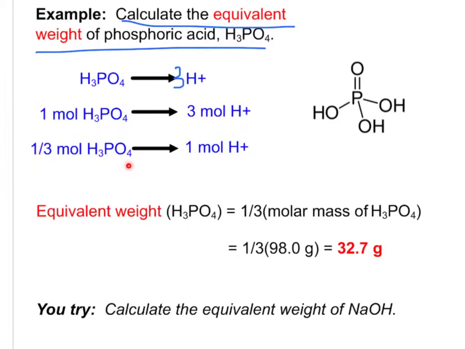Therefore, a third of a mole of phosphoric acid produces 1 mole of hydrogen ions. And we can find our equivalent weight of phosphoric acid by taking 1/3 of its molar mass. That gives us 32.7 grams.